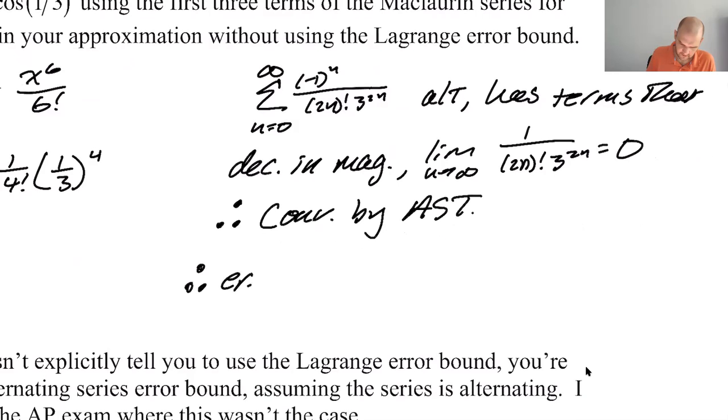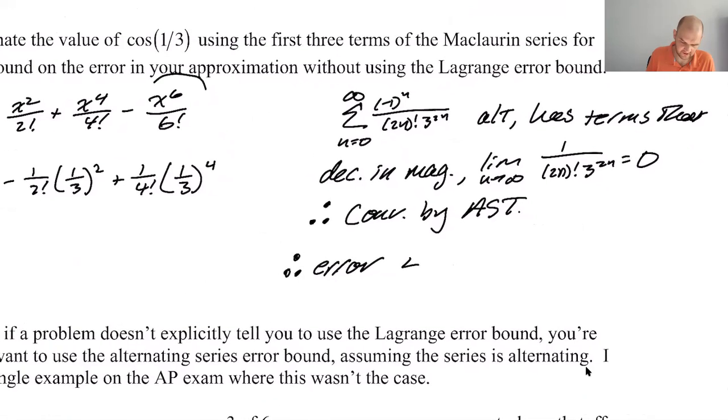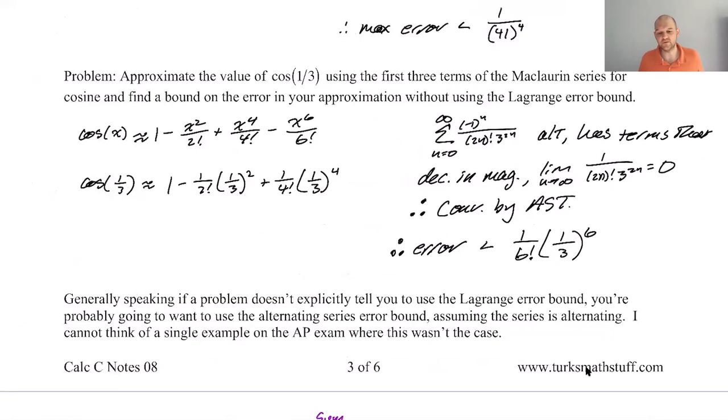Therefore, error is less than the first term left off. The first term left off is this term. So the error is at most 1 over 6 factorial times 1/3 to the 6th. That's the biggest the error could possibly be. We could have used Lagrange because this is a Taylor polynomial, but it said to not use Lagrange. So hope that it's alternating. It is. It's a convergent alternating series. We use the alternating series error. Perfect. All right, I'm going to stop this here, come back in the next one, and do some more. So I will see you there.